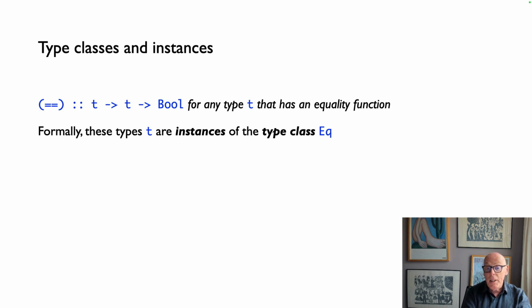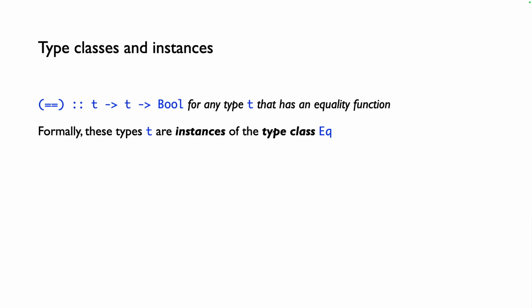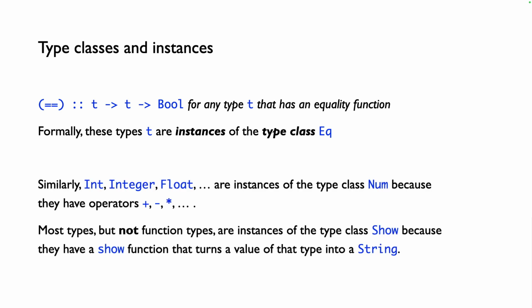But the terminology is we have a type class of types that have an equality function, and we say that a type T is an instance of that. When it's in the class, it has an equality function. In a similar way, we say that Int, Integer and Float are instances of a type class Num because they have operators plus and minus and times and so on.